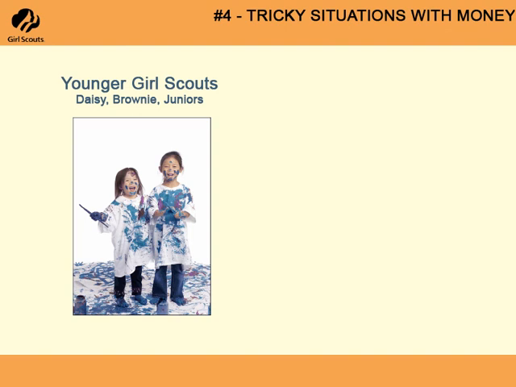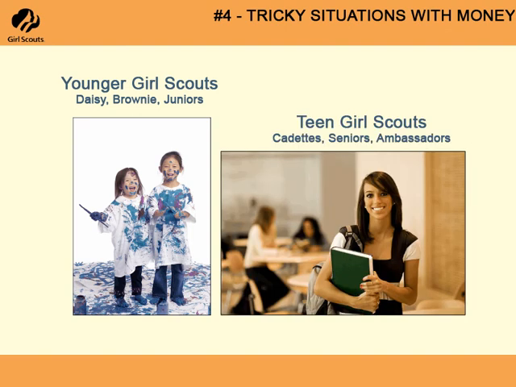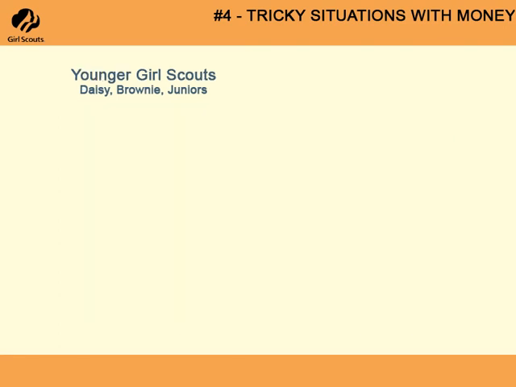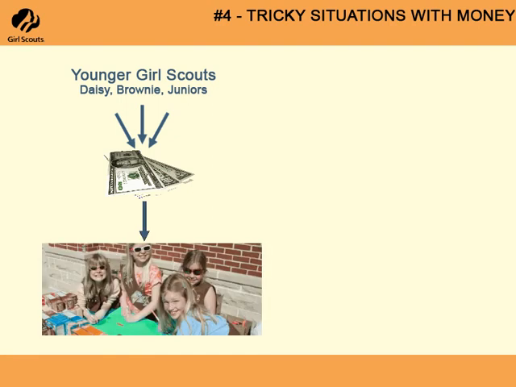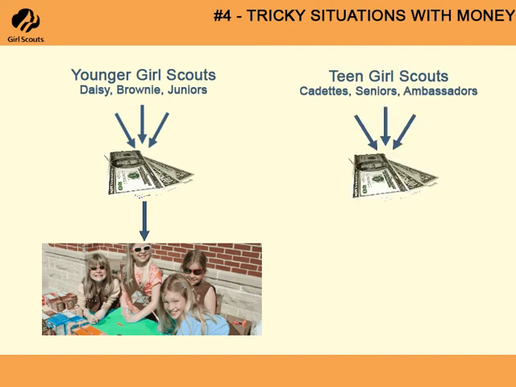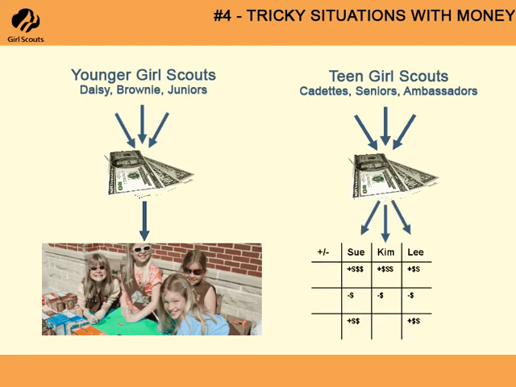Money situations have different solutions depending on whether the girls involved are younger Girl Scouts or teen Girl Scouts. Money raised by younger Girl Scouts goes into a common treasury and is spent equally on all of the girls, regardless of how much each contributes. This teaches community building and cooperation. Money raised by teen Girl Scouts also goes into a common account, but if the troop decides, they can keep records to individually track each girl's income and each girl's expenses. This teaches goal setting and allows for individual interests.